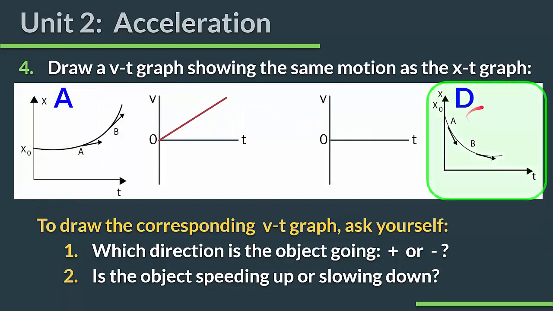Now let's do the same thing for graph D. This object, what direction is it going? It's going backwards. I see a negative slope, which means backwards is down here in the negative region of my VT graph. Is it speeding up or slowing down? This particular object, my slope starts out rather steep and it gets pretty horizontal, which means it goes slower and slower until it probably stops. So it's slowing down while going backwards. Backwards is here. Slowing down means we approach 0.